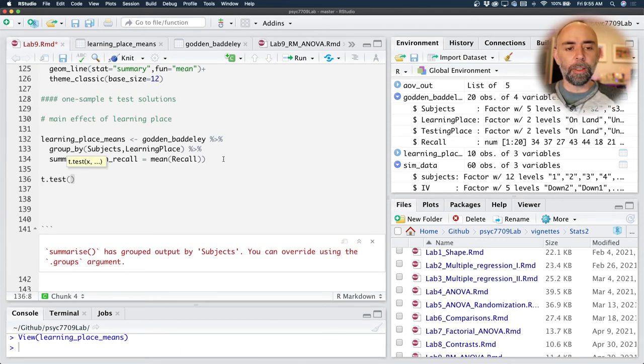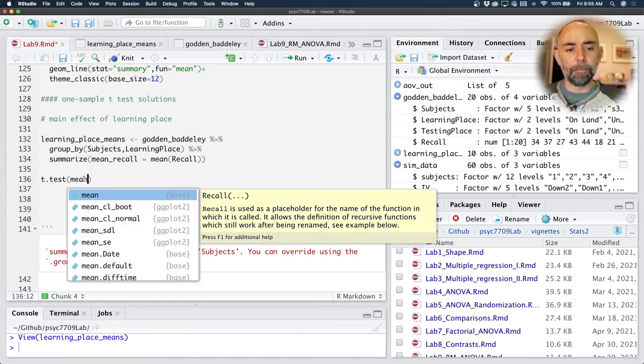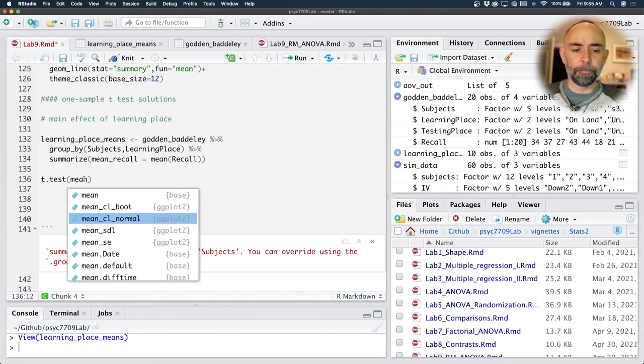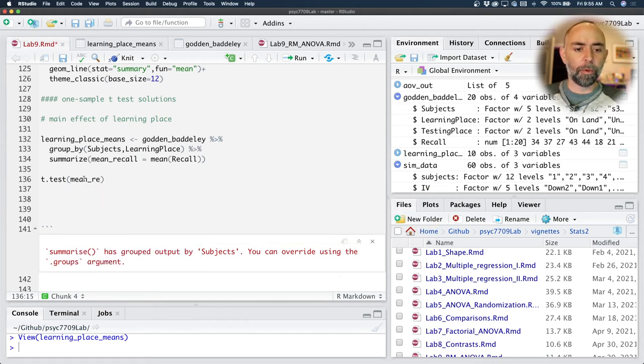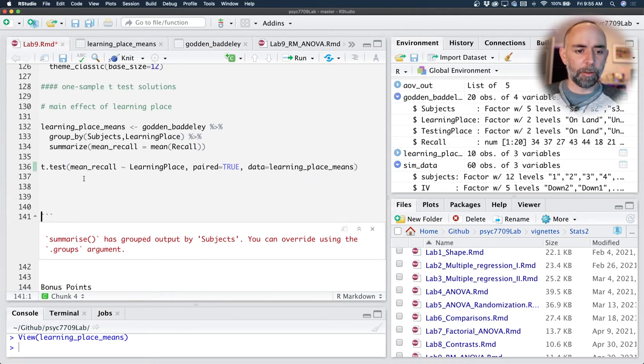So if we were to do a t-test here, a paired sample t-test, let's just do that real quick. Mean recall as a function of learning place. Is this going to work? I don't know, let's see. Paired equals true, and data equals learning place means. Let's see, does that work?